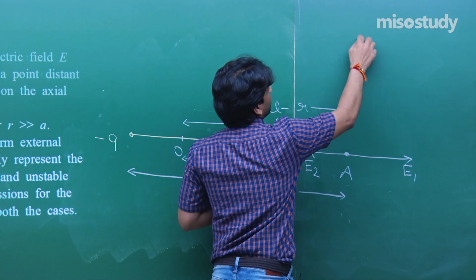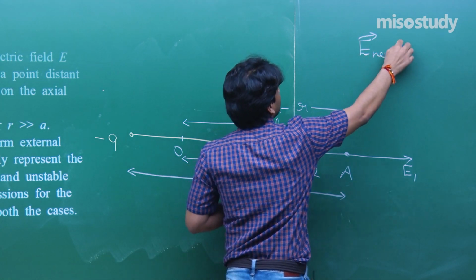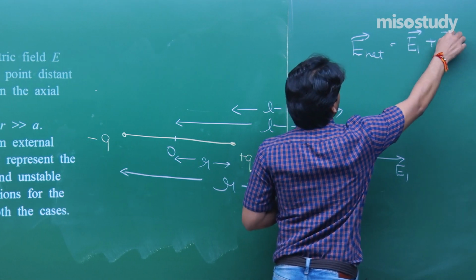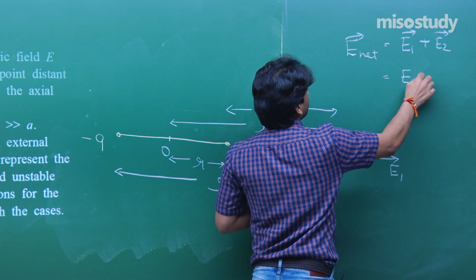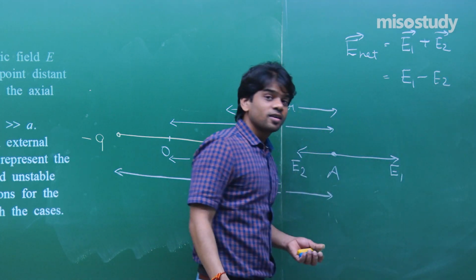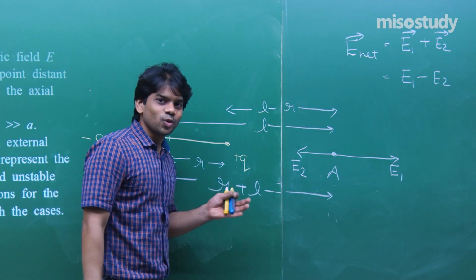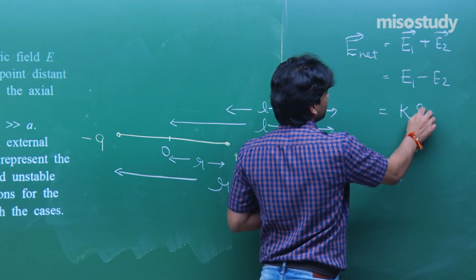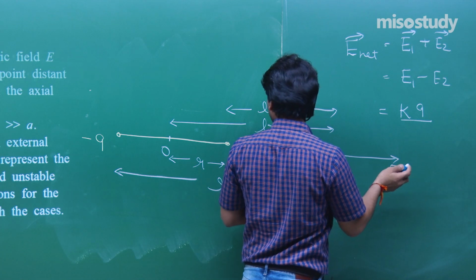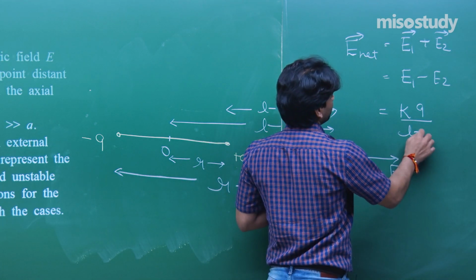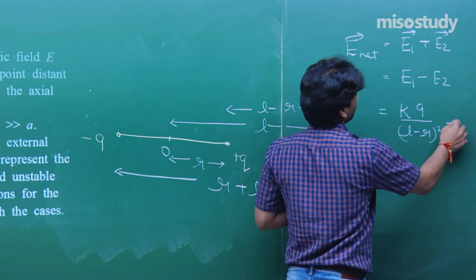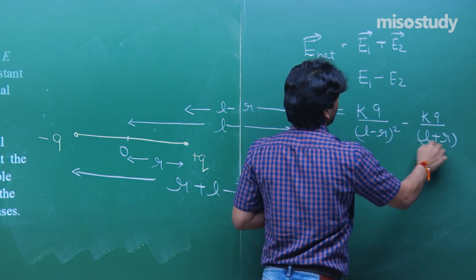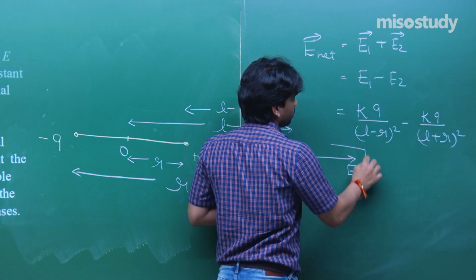E2, the net electric field will come out to be the vectorial addition of both, or magnitude wise it will be E1 minus E2. I believe that from here you can do it, so I should not proceed with more. KQ upon (L minus R) whole square minus KQ upon (L plus R) whole square. Further proceed from here.